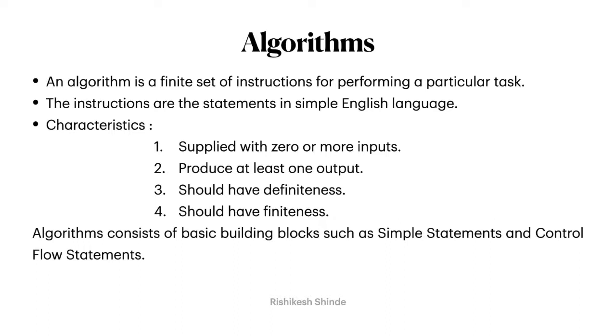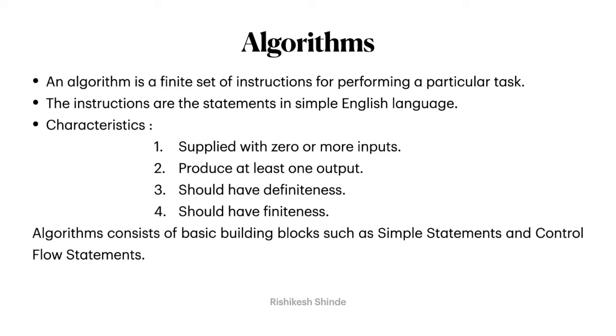Here are some characteristics of algorithms. First one is each algorithm is supplied with 0 or more inputs. So algorithm can have 0 as the least input and it can have as many inputs as it wants. Second one is each algorithm must produce at least one output. So it is necessary that algorithm should produce at least a single output.